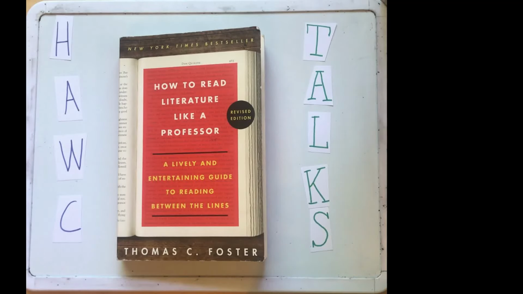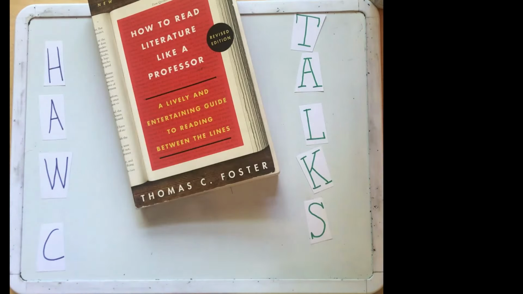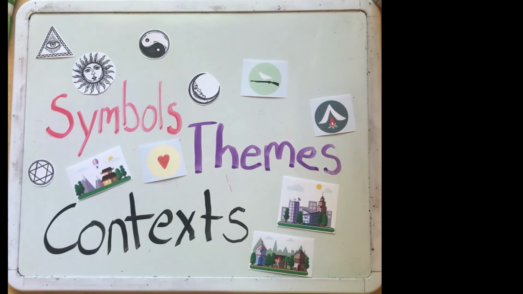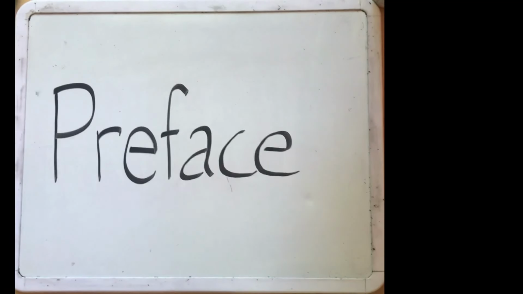I'm Hawk, and in this video I will be starting a chapter-by-chapter summary of How to Read Literature Like a Professor, a lively and entertaining guide to reading between the lines, by Thomas C. Foster. It is a nonfiction book that gives an extensive introduction to literary analysis of symbols, themes, and contexts. It is highly accessible, full of lots of examples, and thorough, covering many concepts. We will start with the preface.